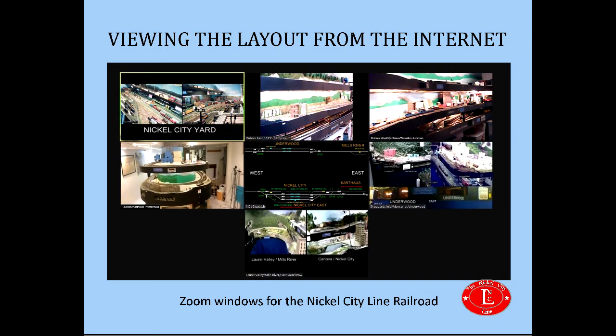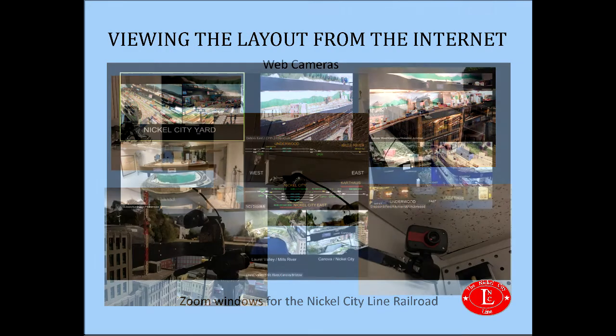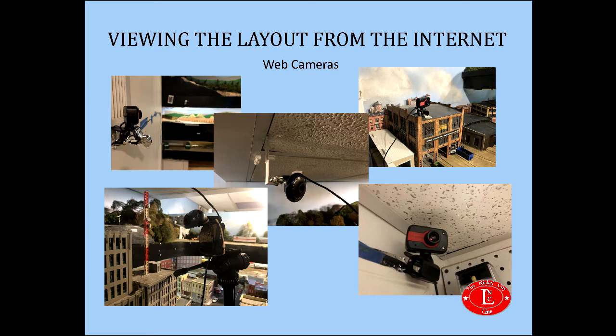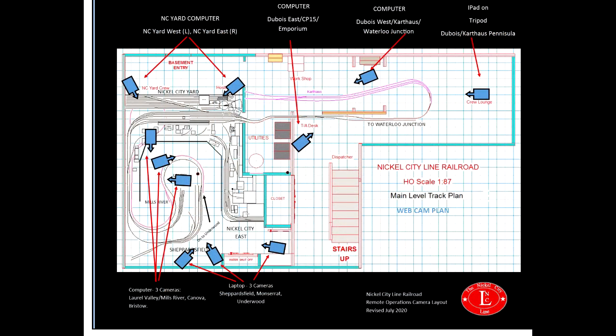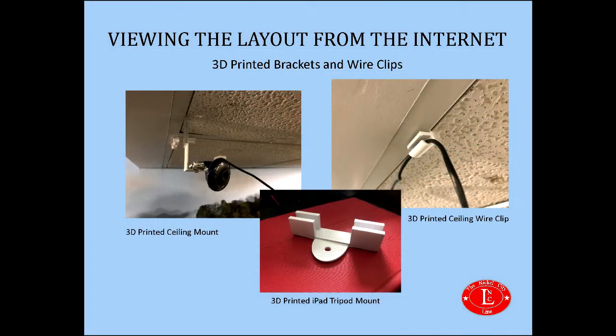Now let's discuss how we can view the layout remotely. On the NCL layout, I use a mixture of USB webcams, an iPad, and an iPhone to provide remote operators with views of about 80 to 85% of the layout over Zoom conferencing software. I use a 3D printer to create tripod mounts for the iPhone and iPad, and ceiling camera mounts and cable clips for the USB webcams.